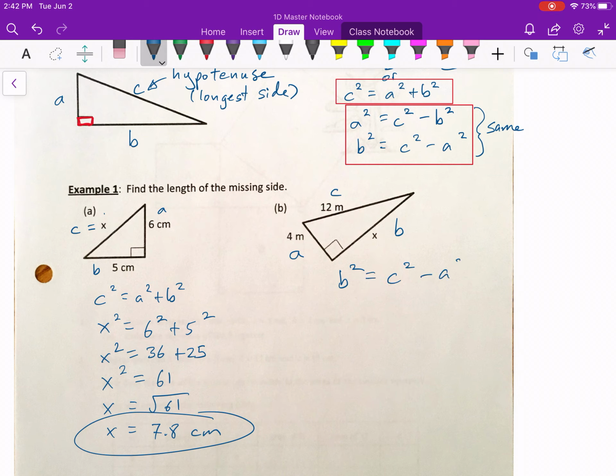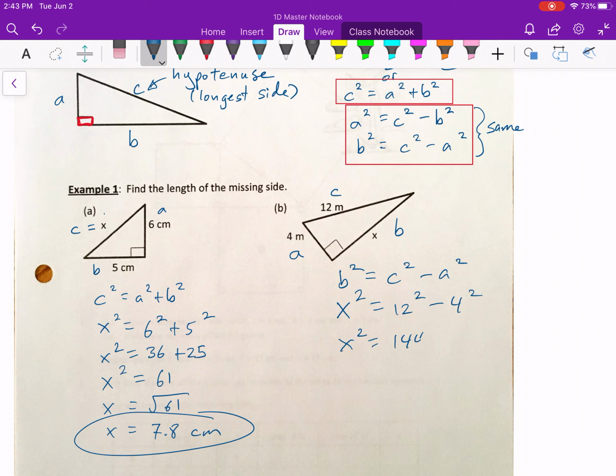minus A squared. Notice how there's a difference here. This one is plus, these two are subtract. So again, not hard, but some care needs to be taken when you're doing this. So if we're finding B, we're going to subtract A squared from C squared. So B was x, so x squared equals 12 squared minus 4 squared.